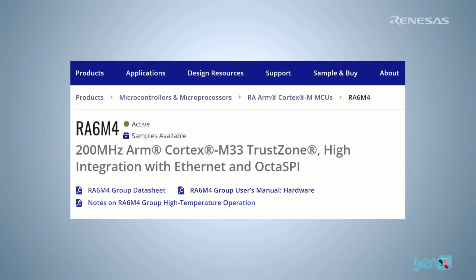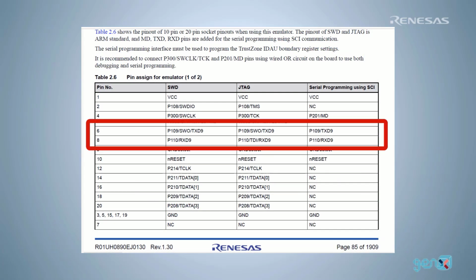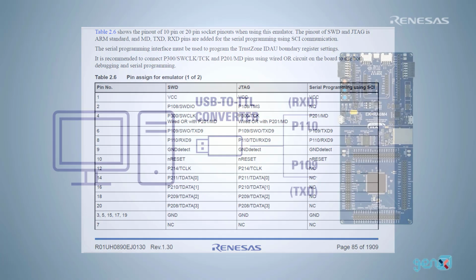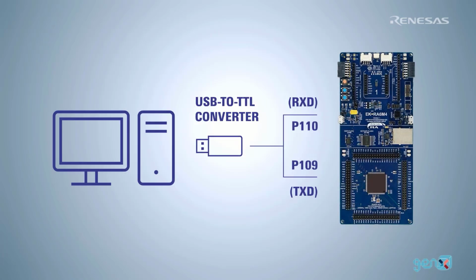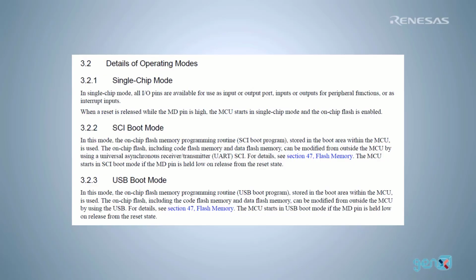The SCI boot mode utilizes channel 9, so we need to look for pins that can be used for TXD9 and RXD9 as well as SCI programming. We can start by looking into the user's manual for the MCU hardware and see that the TXD9 and RXD9 pins are at P109 and P110 for SCI programming. So, the RX pin of the TTL converter needs to be connected to pin 109 of the MCU board, and the TX pin of the TTL converter needs to be connected to pin 110 of the board.